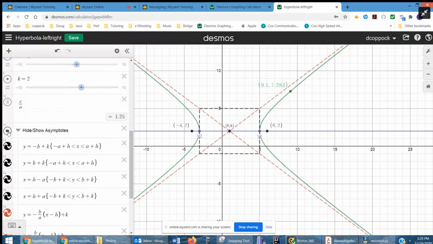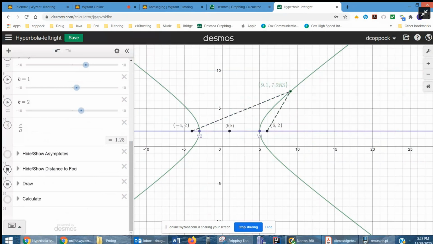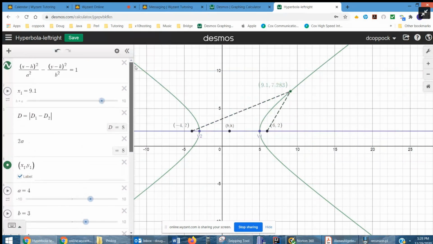And if I hide those asymptotes and show the distance to the foci, the definition of a hyperbola is the set of points in a plane where the distance to one focus minus the distance to the other focus is a constant. And you can see if I move this point (x1, y1) on the hyperbola, at least on the upper branch, the distance from one focus, which is d1, minus the distance to the other focus, which is d2, calculated down in here somewhere, remains constant. That's the definition of a hyperbola. And that distance is 2a, which is twice the distance from the center to a vertex. That distance remains constant. It's 8.